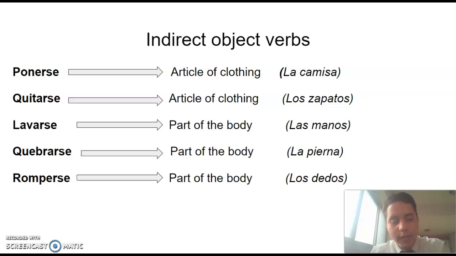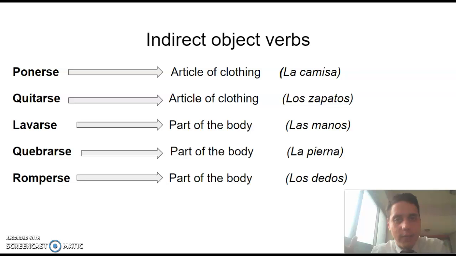Ponerse works with article of clothing, la camisa. Yo me pongo la camisa, él se pone la camisa. Quitarse, to take off, also works with article of clothing. Yo me quito los zapatos, I take off my shoes. Lavarse, part of the body. Yo me lavo las manos. Quebrarse, part of the body too. Yo me quiebro los dedos, or la pierna, how it says here. And finally, romperse, part of the body. Yo me rompo los dedos.